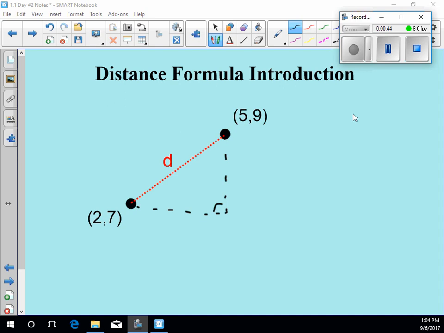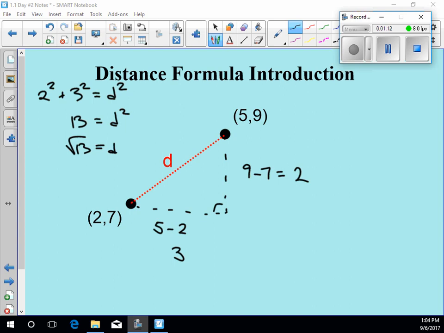Well, I'd take this x, which is 5, and subtract the other x, which is 2, and I get a length of 3. I take my two y's, 9 and 7, subtract those, I get 2. And Pythagorean theorem will help me to find the length of d. So 2 squared plus 3 squared equals d squared. That's 4 and 9, that's 13. So d equals the square root of 13.